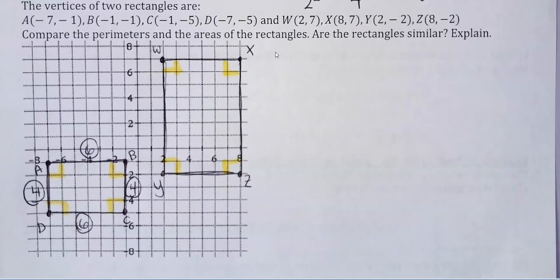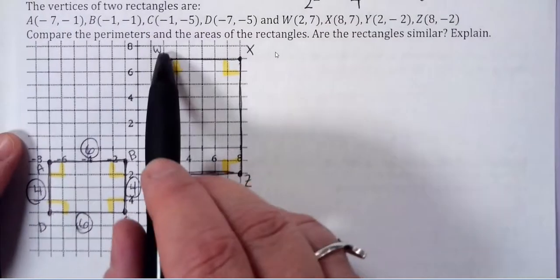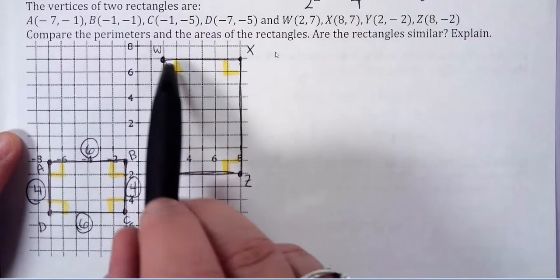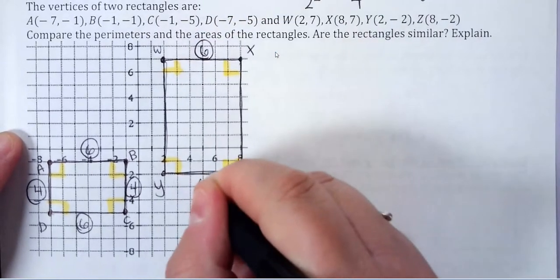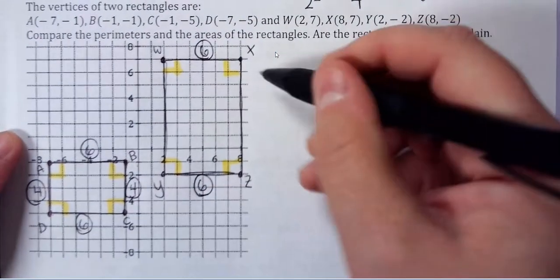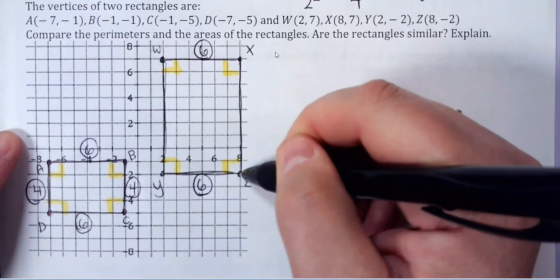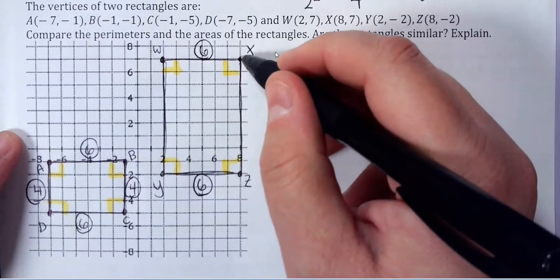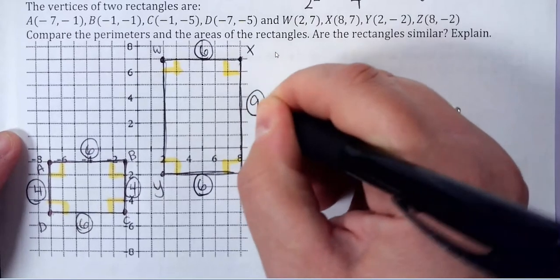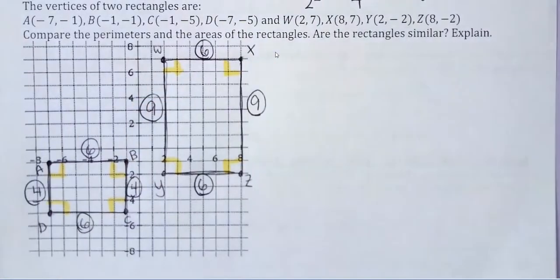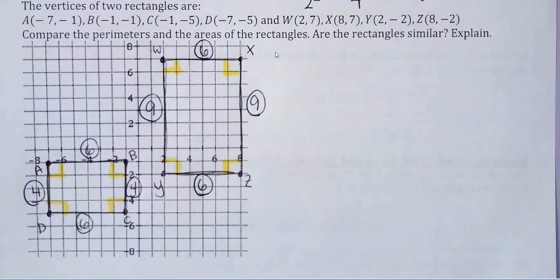And the bigger rectangle, let's see. From W to X, I go from 2 over to 8, so that distance would be 6. Same thing for the bottom from Y to Z. From X to Z, that goes from -2 up to 7. So that would be a distance of 9. So left side and right side of that bigger rectangle is going to be 9.